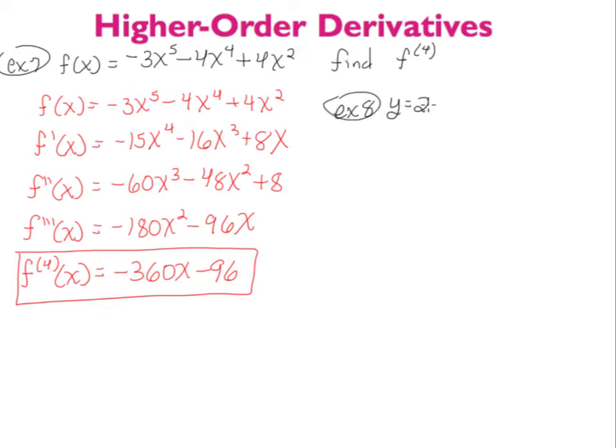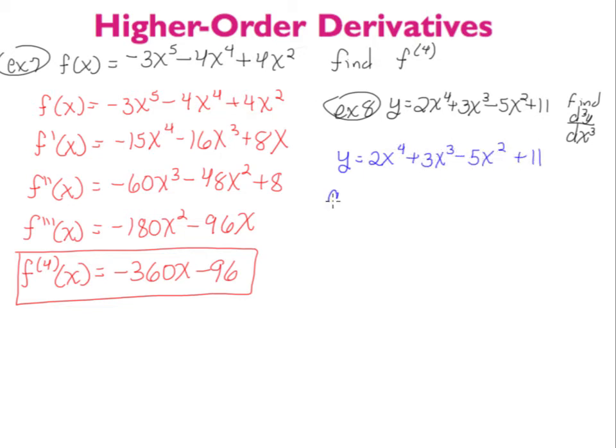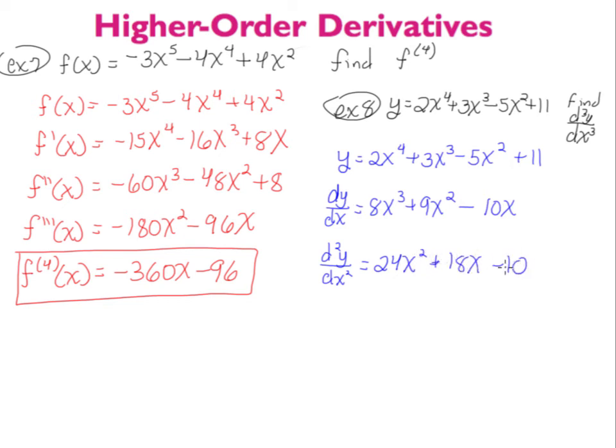In the last example of the day, let's find the third derivative of this function. Given that y is equal to 2x to the fourth plus 3x cubed minus 5x squared plus 11, we're going to find the first derivative by using our differentiation rules. We get 8x cubed plus 9x squared minus 10x. Then we're going to find the second derivative of the function, which is 24x squared plus 18x minus 10. And now we're going to differentiate one more time for the third derivative of the function, which would be 48x plus 18.